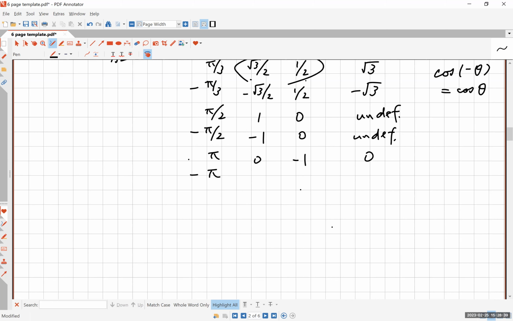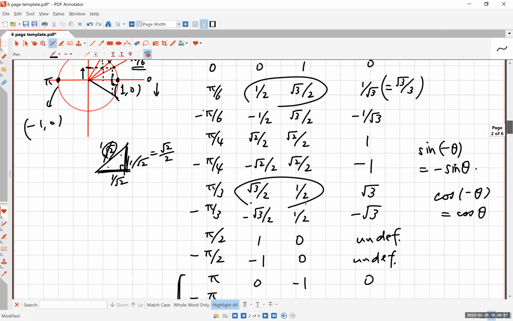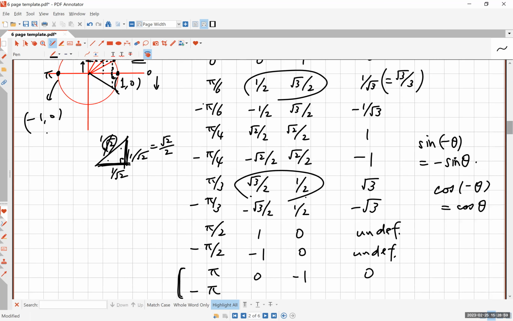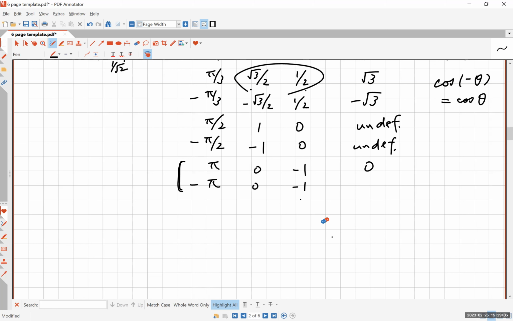Negative pi actually is exactly the same point, right? Now, I'm not saying pi is equal to negative pi, because one is a positive number, 3.14 something, the other is a negative number. They are not equal to each other. However, as angles, those represent the same point on the unit circle. So the sine, cosine, and tangent are all going to be exactly the same. All right, so then you have this.